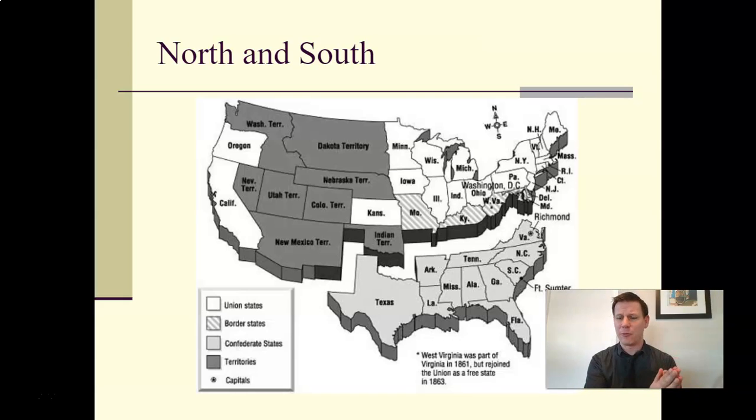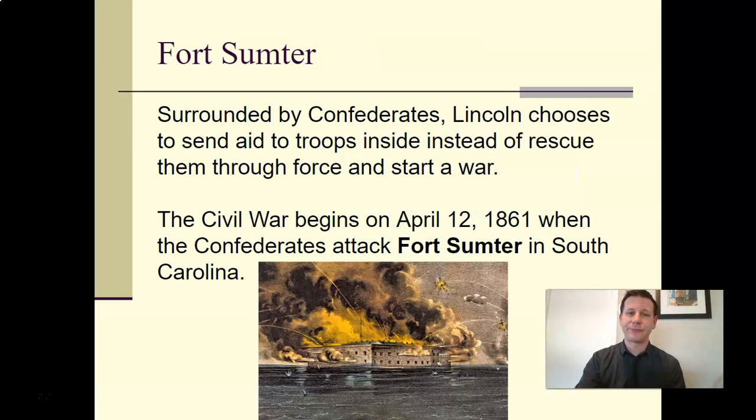Keep in mind, California and Oregon, way over on the West Coast, are still part of the Union. You have a lot of territories still. The country is still growing at this time. And so the United States map might look a little different, well, a lot different than today, but this is the country when the war started and the two sides.